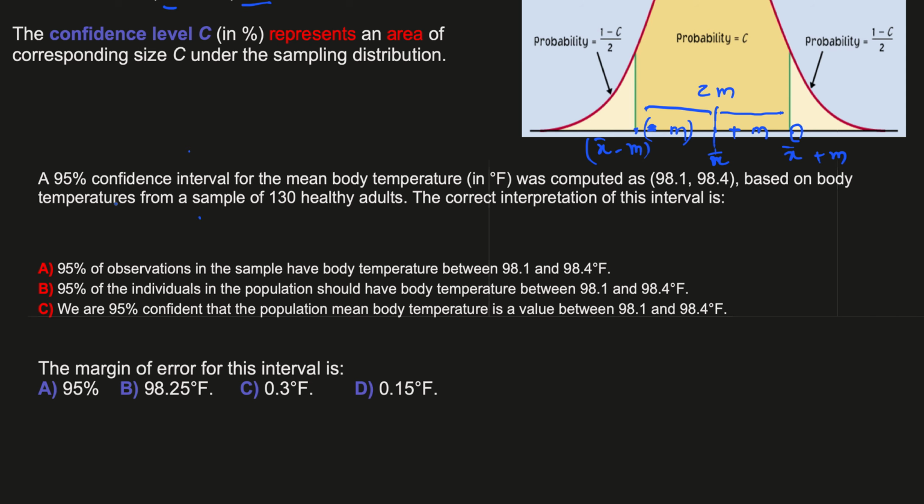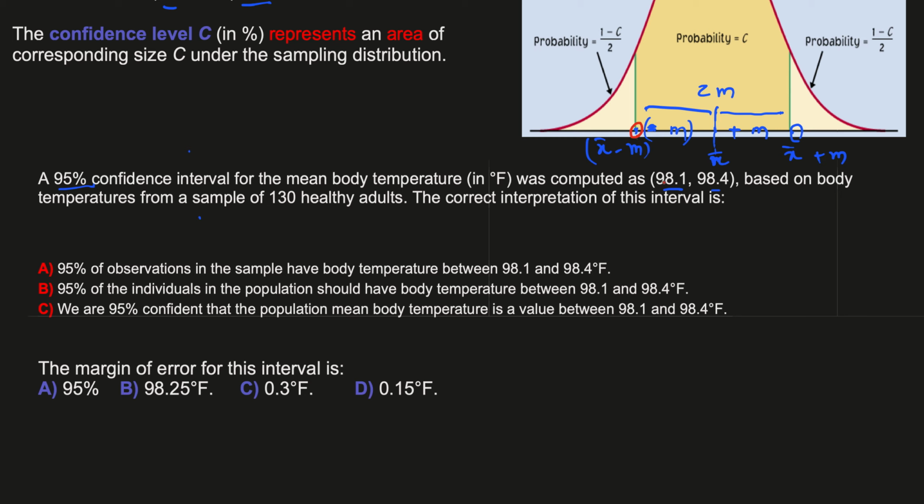So a 95% confidence interval for mean body temperature in Fahrenheit was computed, with a lower boundary of 98.1, and this one is 98.4 because it's an upper bound, based on the body temperature from a sample of 130. So n is that. So the interpretation is pretty simple.